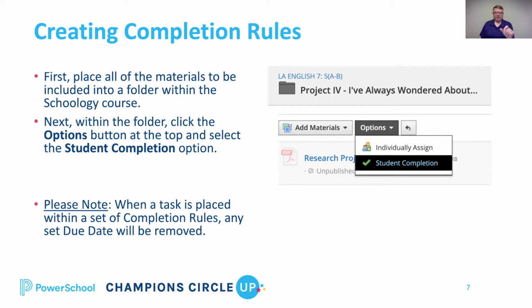And then up at the top, you'll see an options button. You'll click on that options button and then select student completion. Now, I'll tell you up front that there's a downside to using completion rules. Any task that you put into completion rules is going to have its due date removed. Unfortunately, we're not able at this point to have a due date and set it as a completion rule because we're giving the students the leeway to complete these in order or within that time frame.